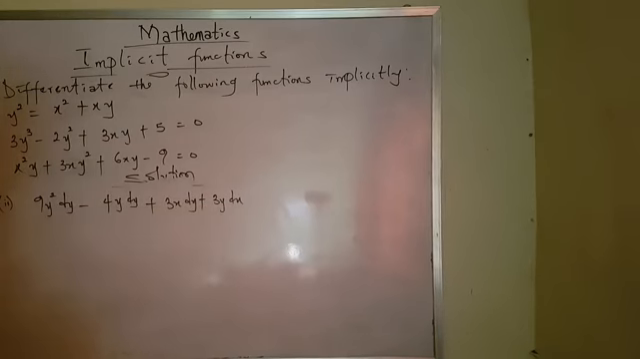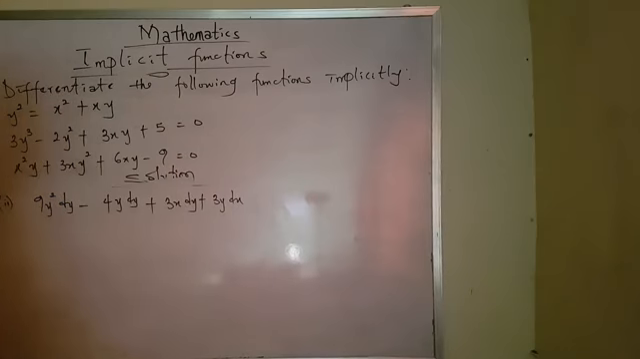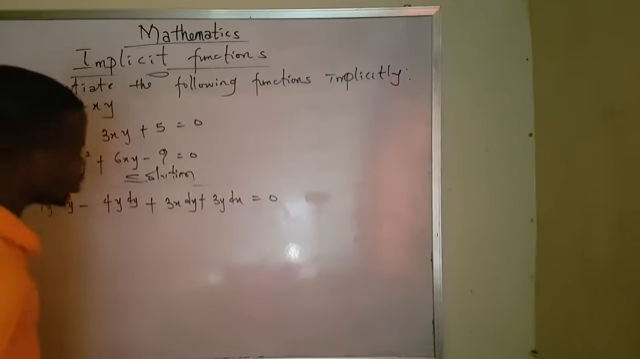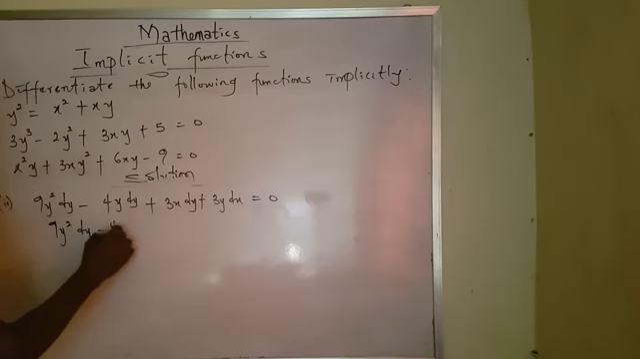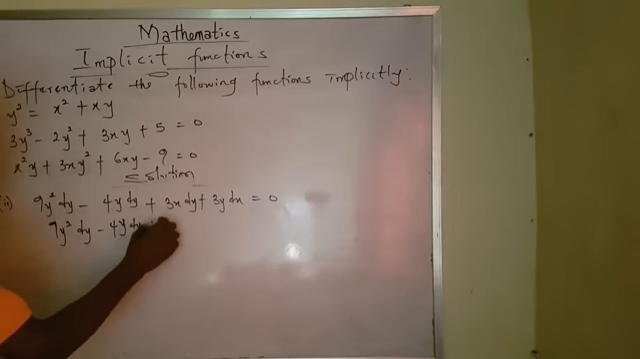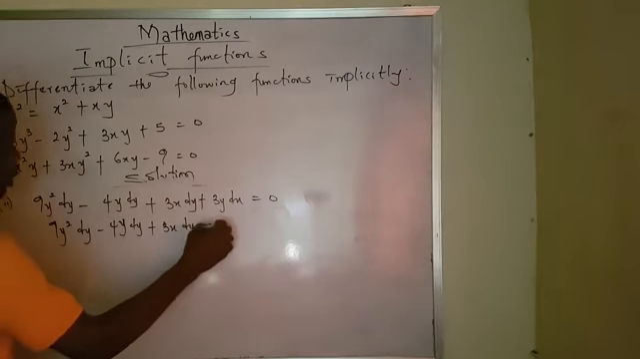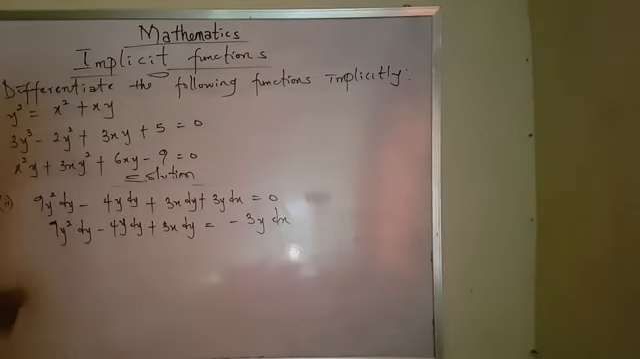The same if you are differentiating y. Do you get? So that plus 0. If you differentiate a constant, it is 0. So that is equal to 0. Do you get that? Now you can take some to that side, bring some to this side. Let's leave our dy's here and take our dx to the right hand side. So we have 9y squared dy minus 4y dy plus 3x dy. That will be equal to minus 3y dx. Do you get that?